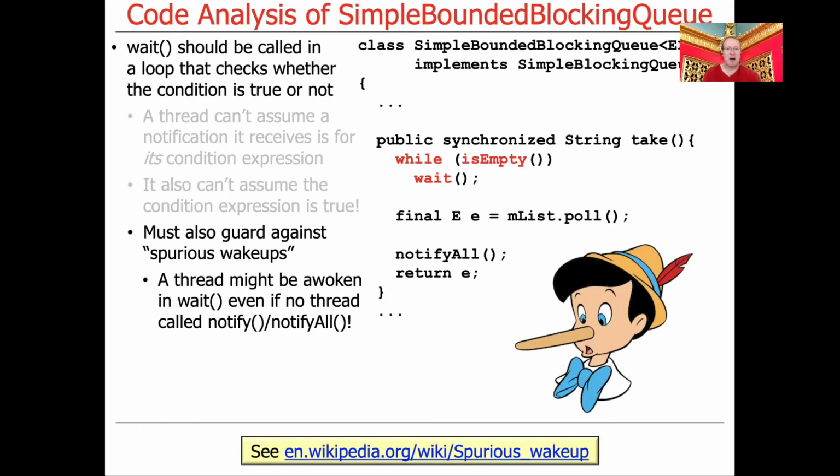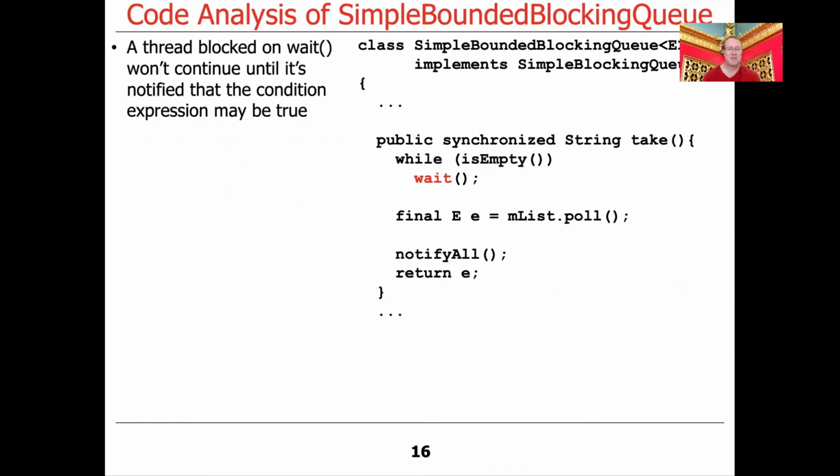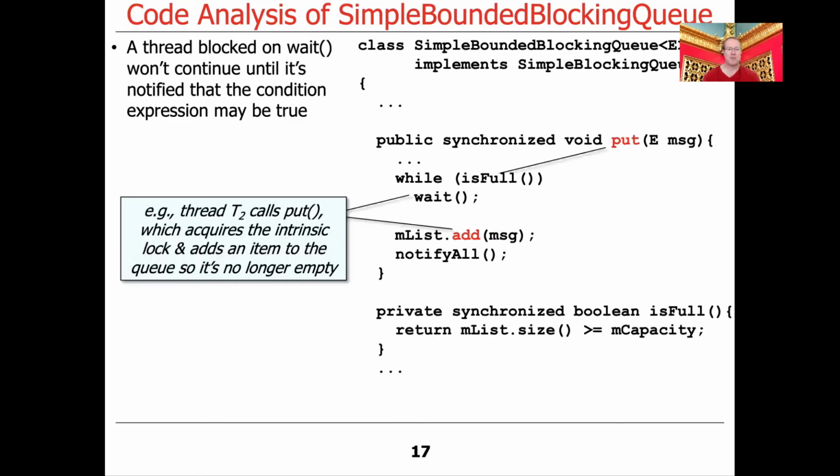Take a look at the link at the bottom of the page to learn more about spurious wake-ups. Basically, what happens there is in some multi-core, multi-processor implementations, you'll have wake-ups occur even when nobody called notify. And so, therefore, you just have to check that condition to make sure you don't try to keep making progress when, in fact, you don't have the resources that you expected. So, once again, a thread that's blocked on wait won't continue until it's notified that the condition expression that it's waiting on in its guard may be true. And the emphasis here is on may be true.